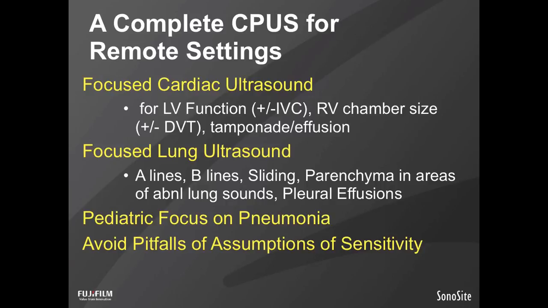In addition, most studies on dyspnea, including these studies deriving these protocols, have not included children, which comprise a significant and vulnerable patient population. So to care effectively for all patients presenting with dyspnea in remote settings, I would suggest an effective ultrasound screening must include not only the typical blue and false type scans, but also look something like this: a pairing of a focused cardiac ultrasound with a focused lung ultrasound, and then a specific pediatric focus on pneumonia. I also put in yellow here, avoid the pitfalls of assuming the sensitivity is the same for using all of these different types of scans all over the world.